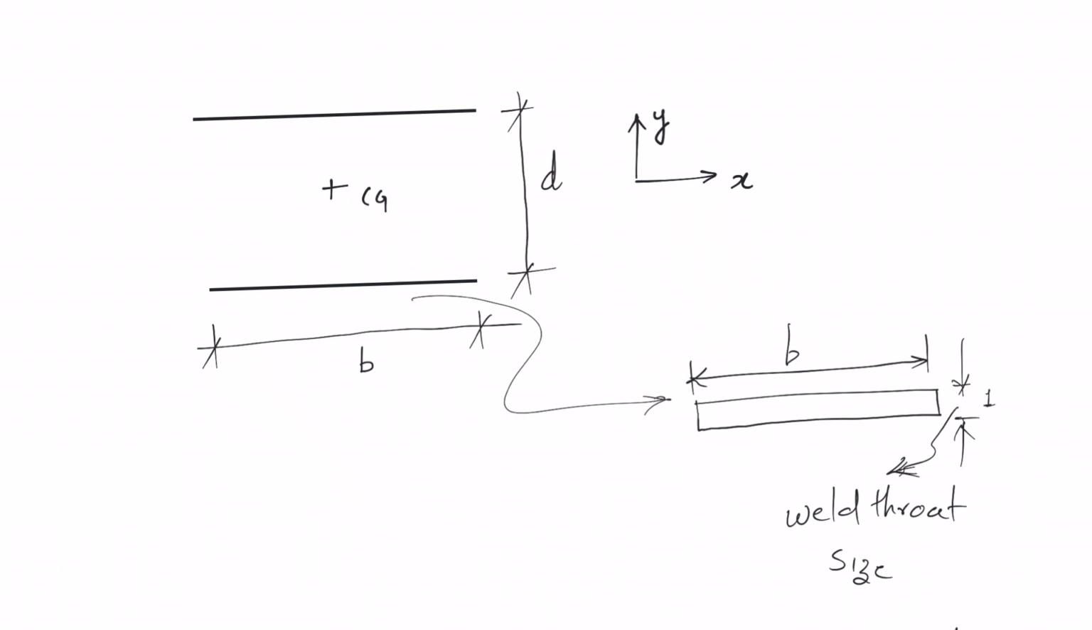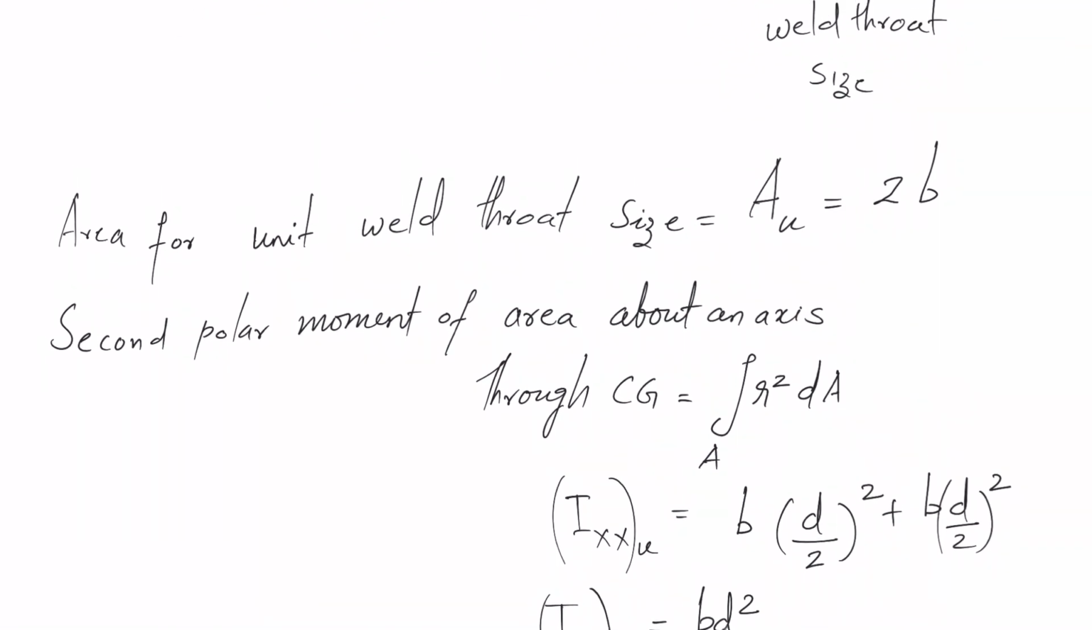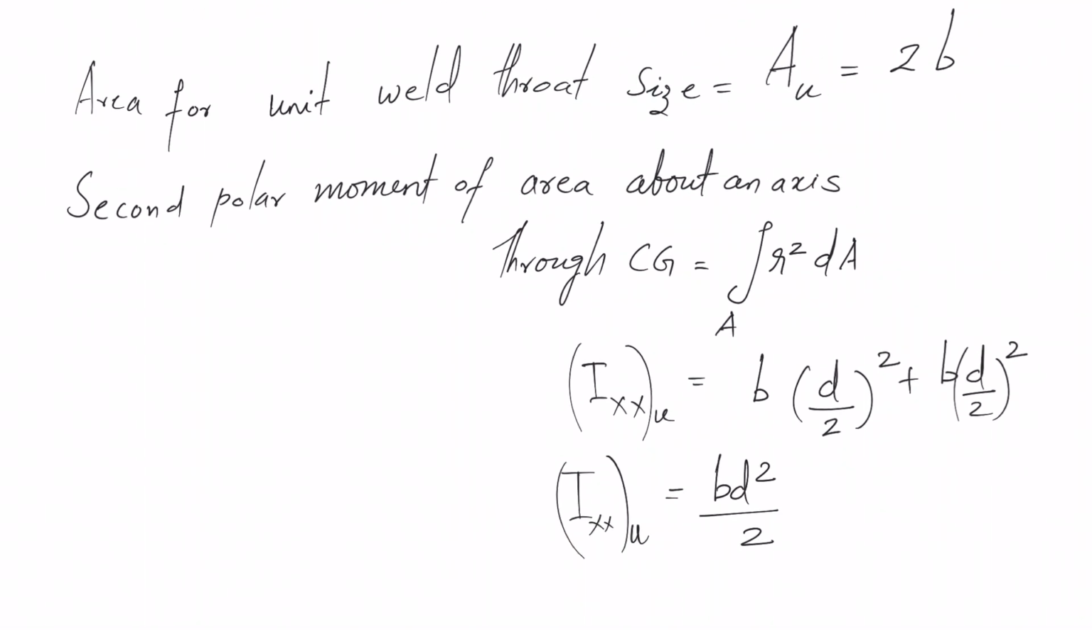We can take this area times the distance squared. This area times the distance squared. Similarly, this area times this distance squared. That will come into play. So considering that, what will happen? Your second moment of area about the x axis, that unit second moment of area about the x axis, will be bd squared by 2. These two terms are there because we have two areas, one on the top and one on the bottom. This is straightforward, nothing great in this.